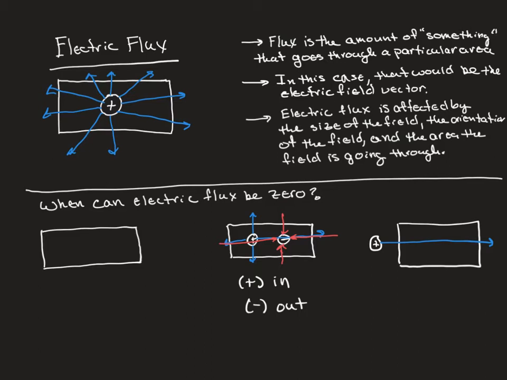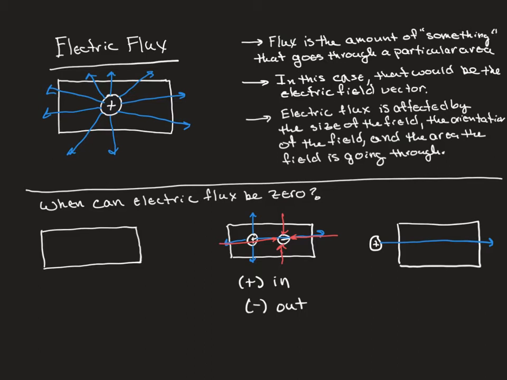The first is that you simply have no electric field, so there's no charge in the box to create an electric field, so therefore there's no electric field strength, so your flux is zero, because 0 times anything is still 0. The second way is to have an equal amount of positive and negative charge in the box.